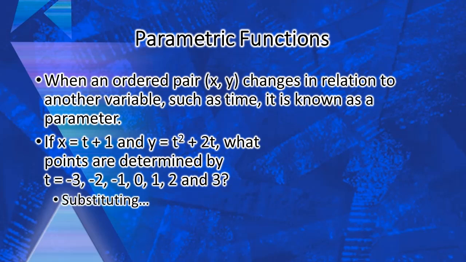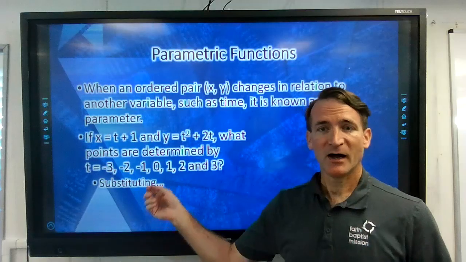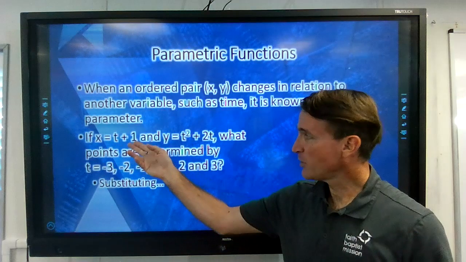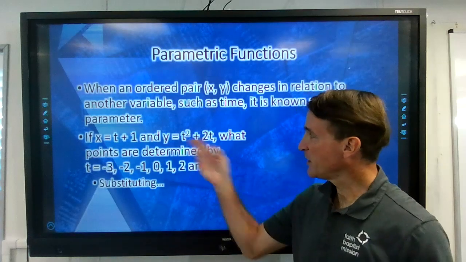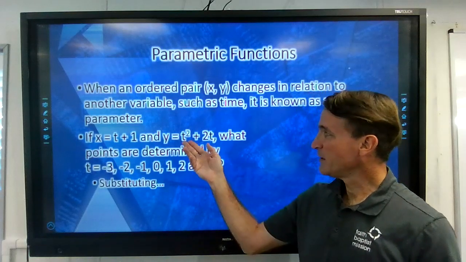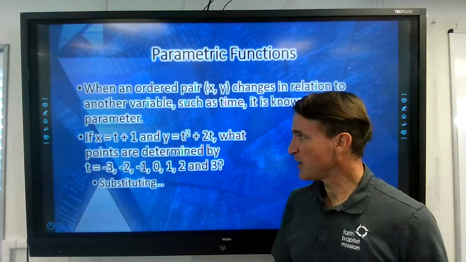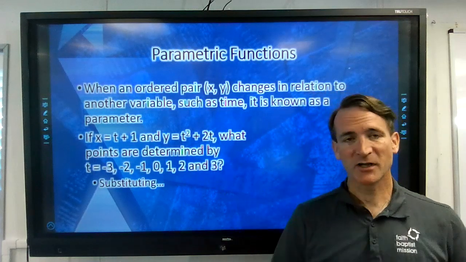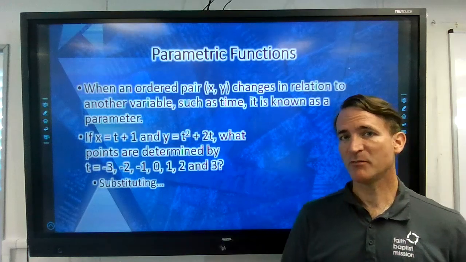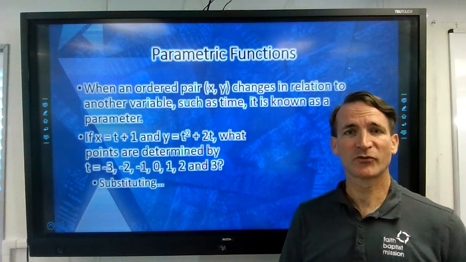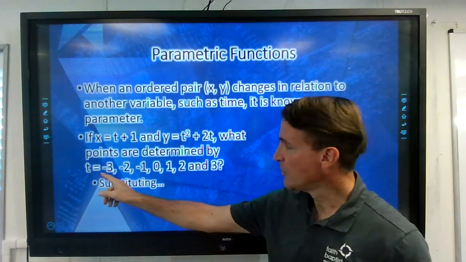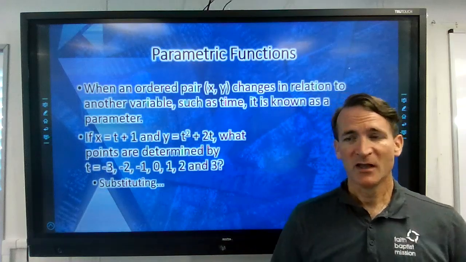If you said substitution, you are absolutely correct. So if I substitute in that negative 3, I get a negative 3 plus 1 for my x value, which would be negative 2. If I plug in a negative 3 for my y, I get negative 3 squared, which is positive 9, plus 2 times negative 3, which is negative 6. So I have 9 minus 6, which is a positive 3. So negative 2, 3 is going to be my value when t is equal to negative 3.